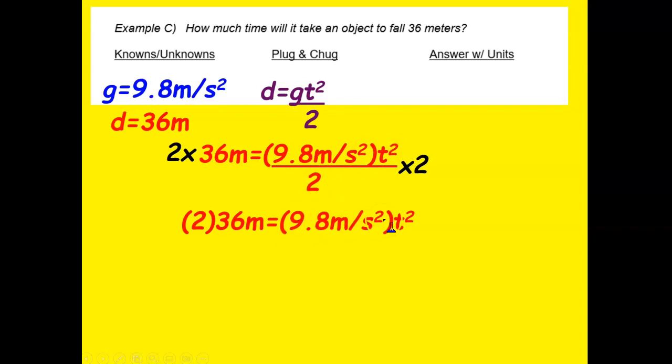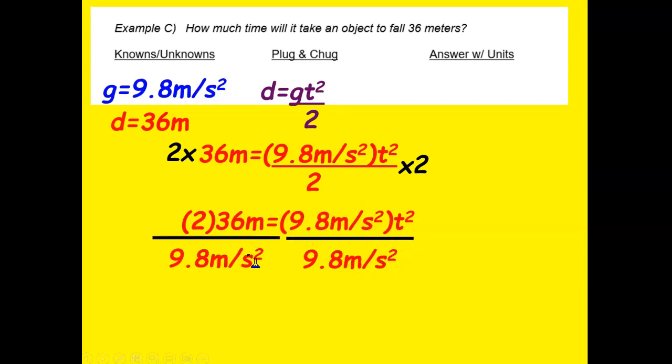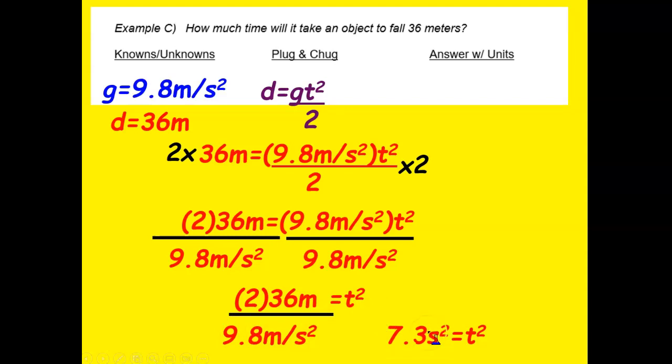So again, I'm trying to get rid of this. Since it's being multiplied by t squared, I'm going to do opposite math, which is going to divide by 9.8 meters per second squared, and that will cancel this out. But since I did it to one side, I have to do it to the other. So now I just have t squared is equal to this. So now I'm just going to do the math. So again, numbers next to each other are going to multiply. 2 times 36, then divide by 9.8. My meters will cancel each other out, so all I'm really left with is the meter squared.